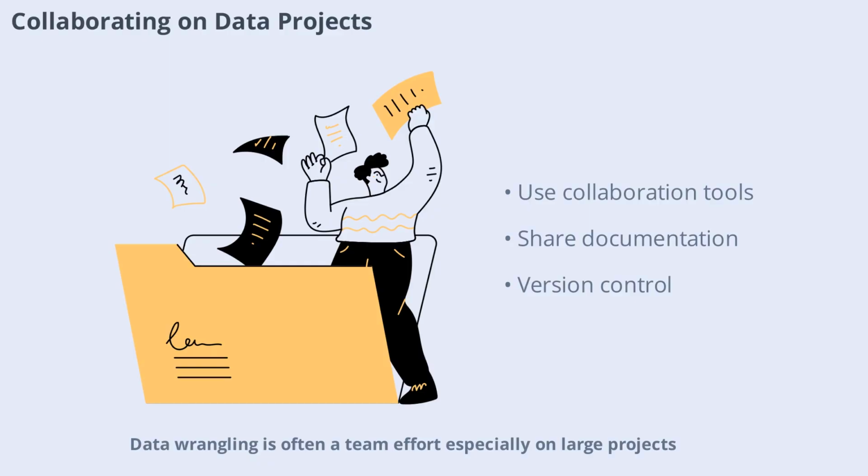Data wrangling is often a team effort, especially on large projects. Collaboration tools and version control systems help teams work together efficiently. Sharing code, documentation, and clean datasets ensures everyone is on the same page and can contribute effectively.